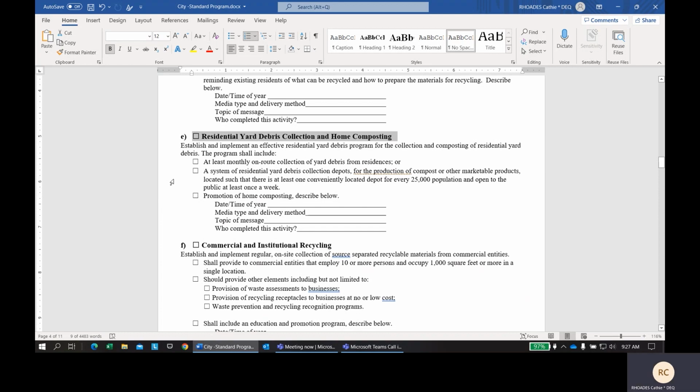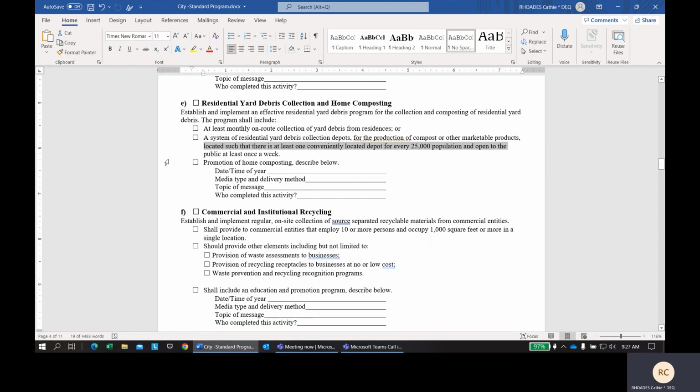If you choose this, you will need to establish and implement an effective residential yard debris program for the collection and composting of residential yard debris. It has to have at least monthly en-route collection of yard debris, or it can have a system of residential yard debris collection depots. If you do have the depots, there has to be one conveniently located for every 25,000 people. You are also required to do some promotion for this program.